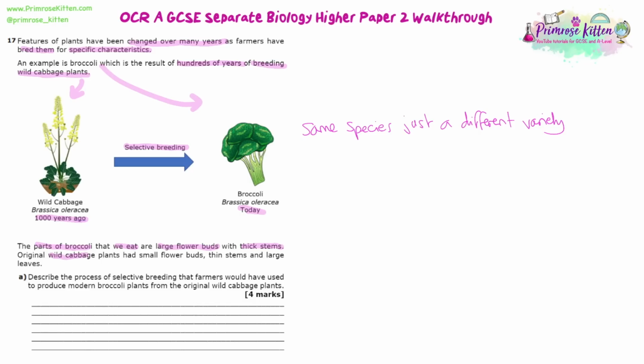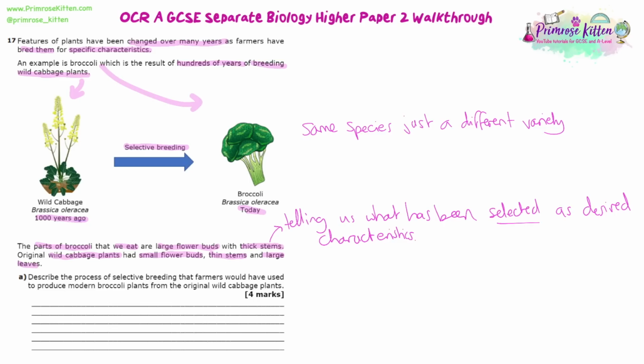Describe the process of selective breeding that farmers would have used to produce modern broccoli plants from the original wild cabbage plants. Okay, well, that is interesting. So that first part of that paragraph there is telling us the characteristics that have been selected for, the desired characteristics that we had clearly selected for, that have changed the broccoli over time to have these thick stems and large flower buds, which is now what we eat. So because they've given us that information, we're going to need to make sure we use it in the question. So when we say select the desired characteristics, it's told us what they are. So we should try and use them in our answer.